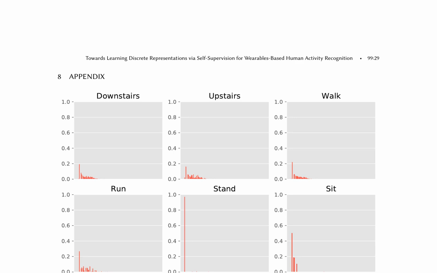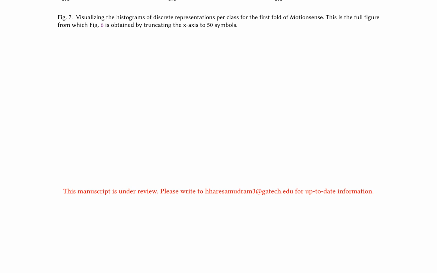Here is a combined summary of pages 29 to 30. The supplementary visualizations and mathematical formulations presented in this section provide further insight into the self-supervised learning approach for wearables-based human activity recognition. Figure 7 displays the histograms of discrete representations per class for the first fold of the MotionSense dataset, showcasing the full range of symbols and extending Figure 6, which truncates the z-axis to 50 symbols.